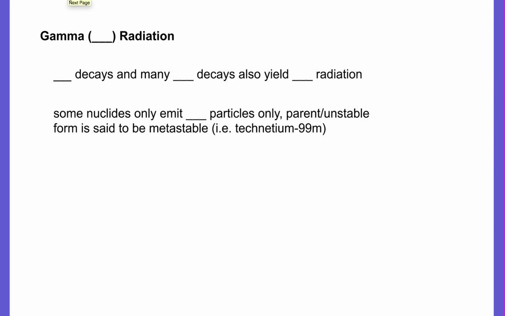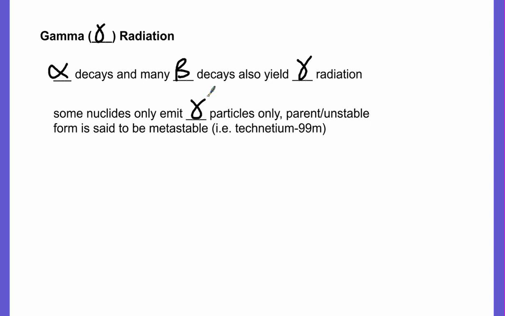Otherwise, our last type of radiation is gamma. Again, gamma decays are a little bit different, so I have a special slide here. So in this case, a lot of times you have an alpha and or a beta decay that also yields this gamma radiation. So it's usually not just the only thing that's being emitted at any given time, but there are some nuclides that only emit gamma particles, and if that's the case, you have to actually do a little bit of extra work in terms of labeling the parent and the daughter.